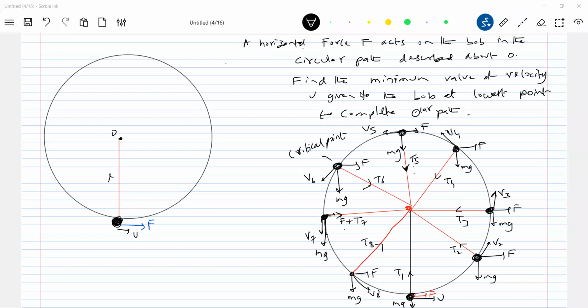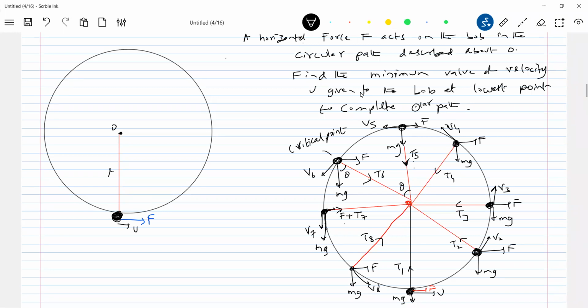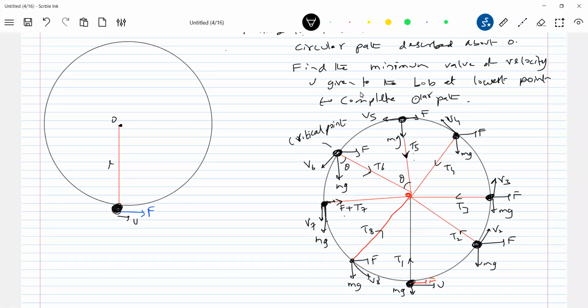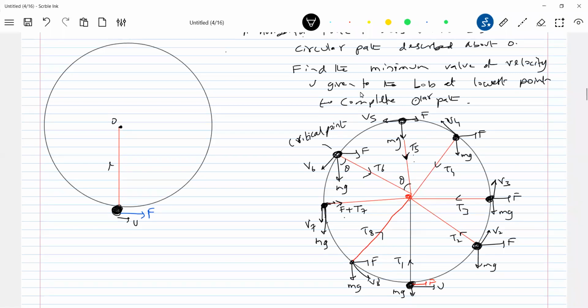This one. So you define theta. It's left to you how you define theta. I'll take it with respect to vertical only, like the previous problem. So if this is theta, this will be theta. Now write down the equations. Then apply conservation of mechanical energy between these two and search for the critical velocity, the minimum velocity you can impart here.